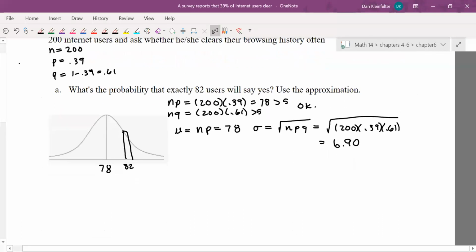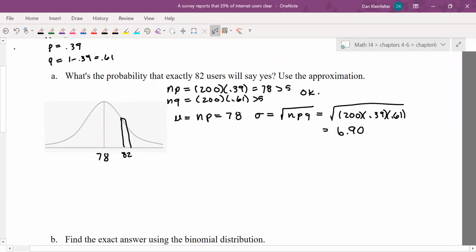Okay, so again, we'll have to use that correction. Which values will get rounded to 82? It will be anything that is between 81.5 and 82.5. Values of x between 81.5 and 82.5 will round off to 82. So we're going to need z-scores for those two numbers, and we'll end up subtracting again. So let me go ahead and calculate that for you.